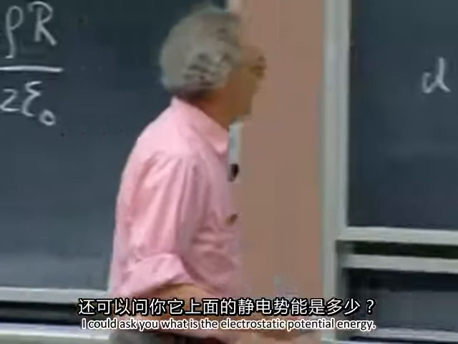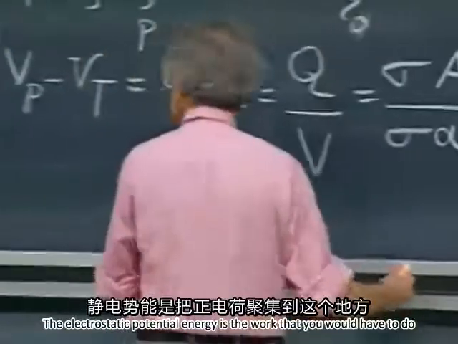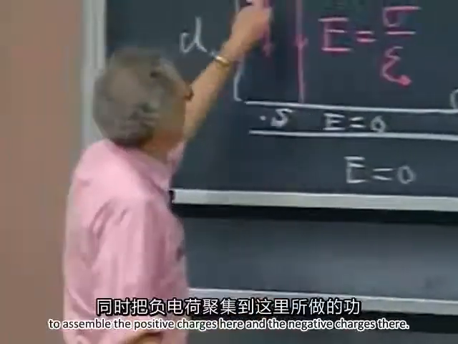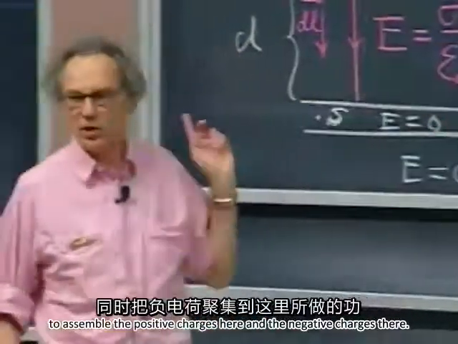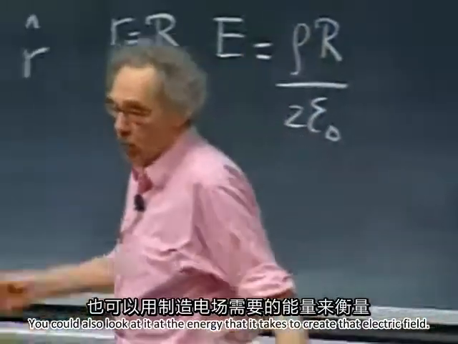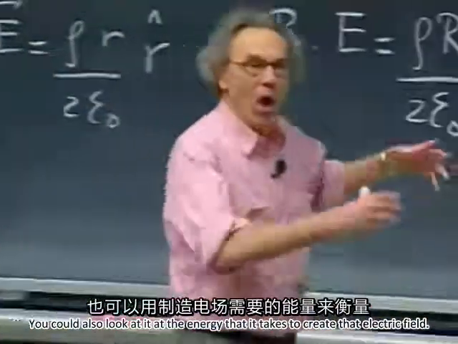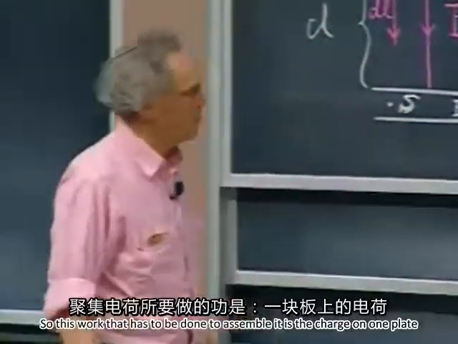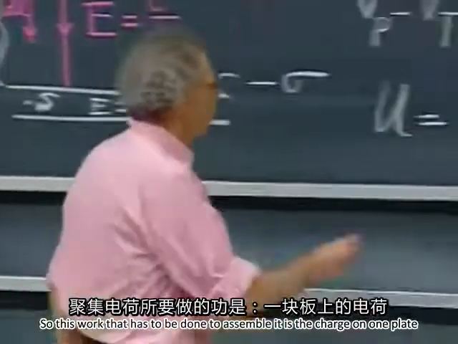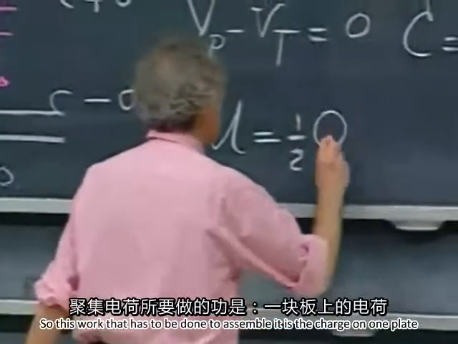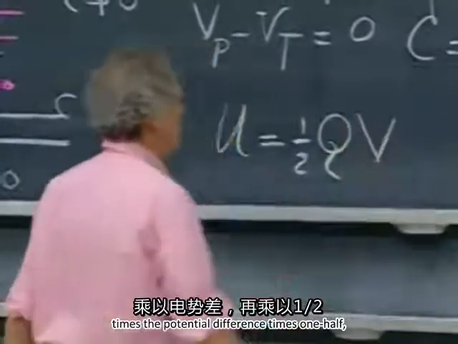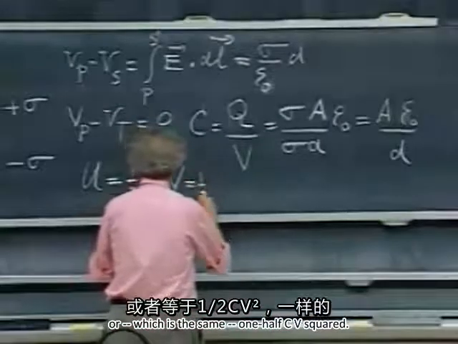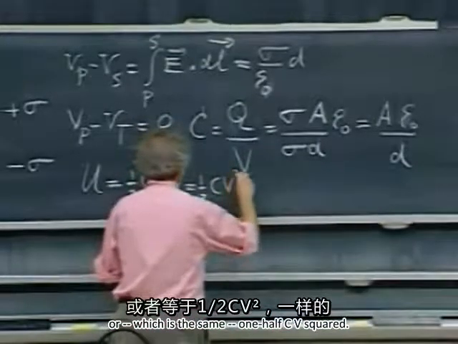I could ask you, what is the electrostatic potential energy? The electrostatic potential energy is the work that you would have to do to assemble the positive charges here and the negative charges there. You can also look at it as the energy that it takes to create that electric field. It's the same question. So this work that has to be done to assemble it is the charge on one plate times the potential difference times 1/2, or, which is the same, 1/2 C V squared.